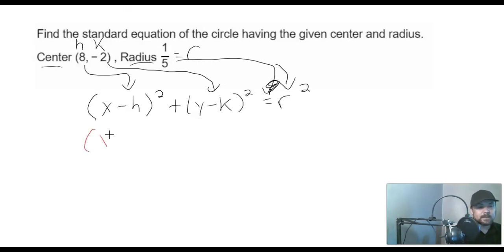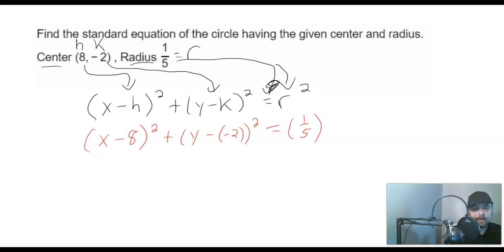So we're going to have x minus h, which is 8 squared, plus y minus k, which is -2. So again, be careful. Minus sign in the formula, negative number getting plugged in, you get the double negative. And r is 1/5. Now that was kind of a not nice thing for them to do, right? They made the radius a fraction, but we'll deal with it just fine here in just a second.